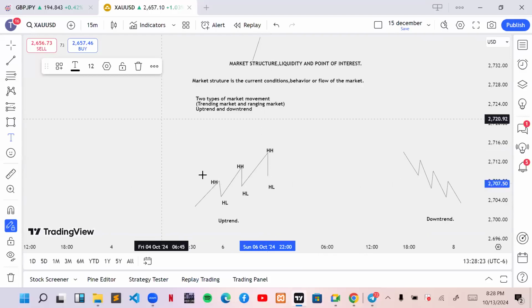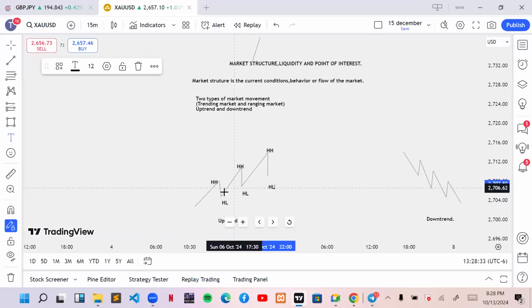So what do you notice? Each candle that forms on the high side is always higher than the last one. Higher highs, higher lows. The next one that comes is always going to be higher than the previous one. Then each low that forms is always going to be higher than the last one. So these are the characteristics of an uptrend. That is what it means for the market to be in an uptrend.